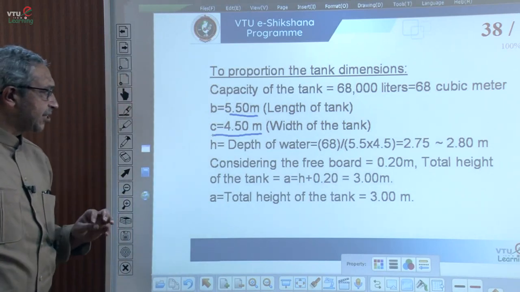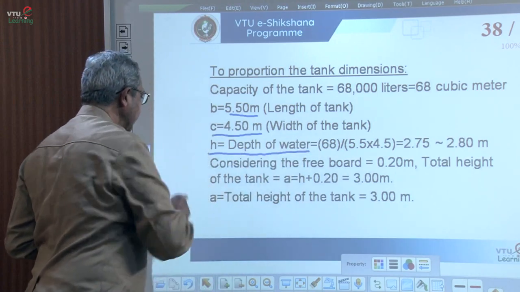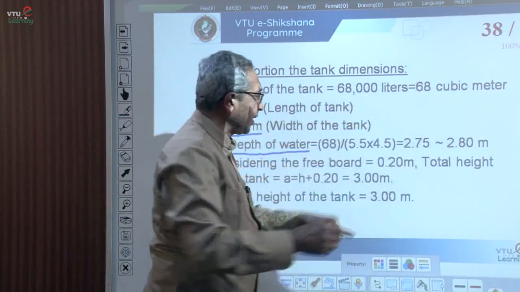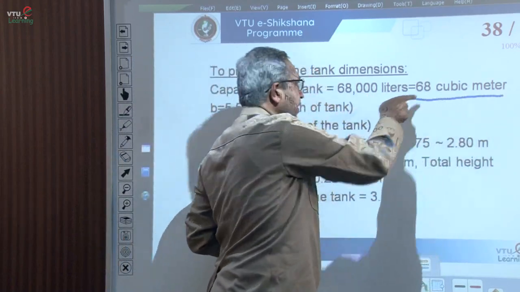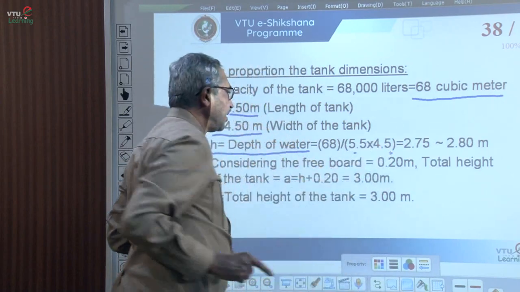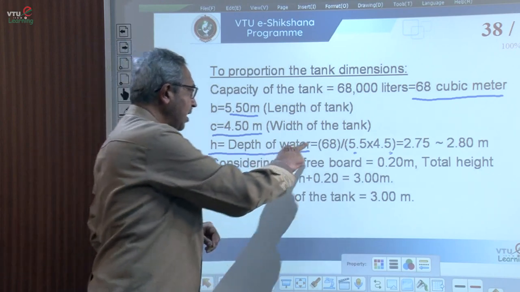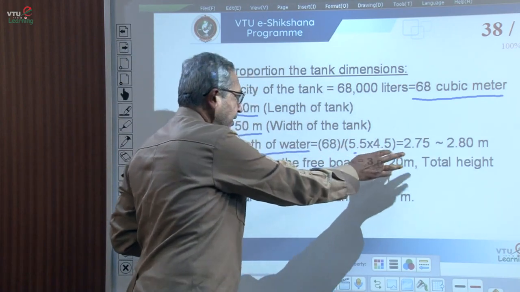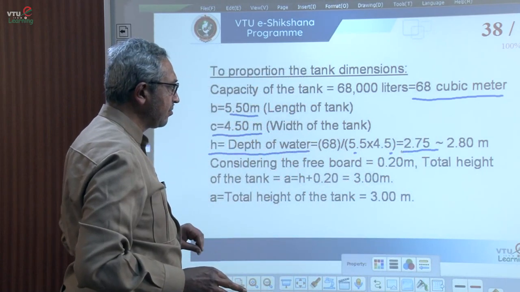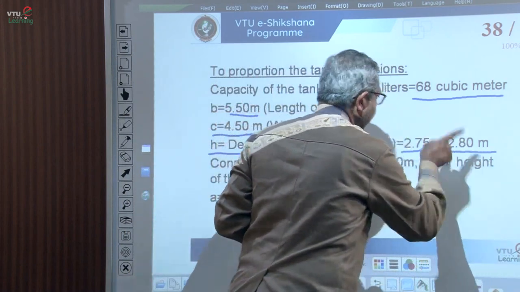4.5 meters, and H, the depth of the water, is required. We have to divide the capacity of the tank, that is 68 cubic meters, by the area of the tank, the area of a rectangle, B into C. So volume divided by B into C will give you the depth of the water as around 2.75 meters, which I will round off to 2.8 meters.